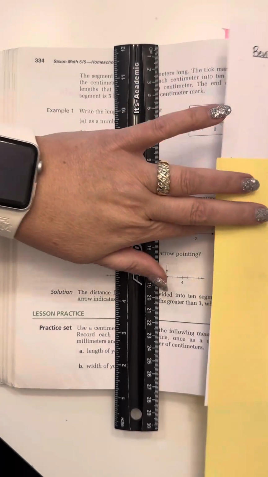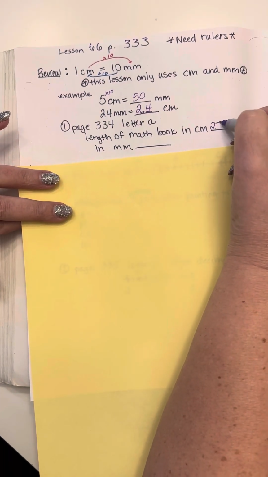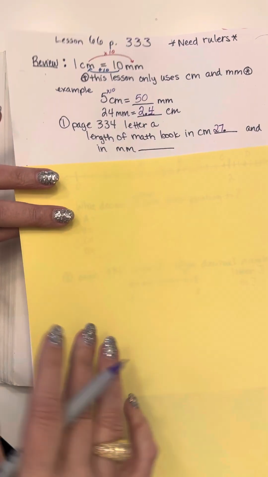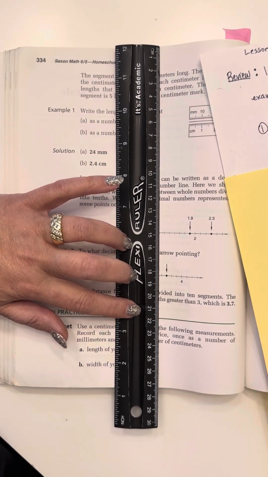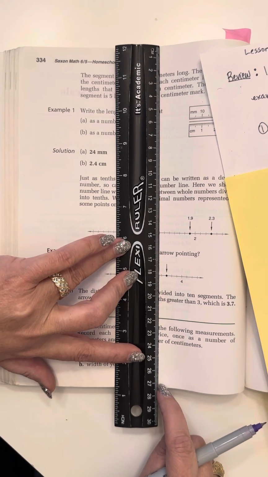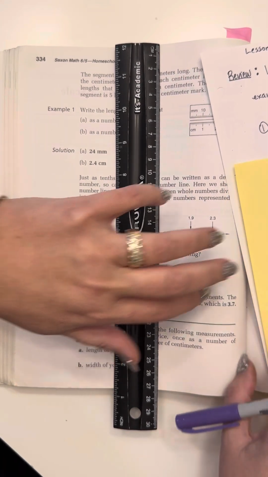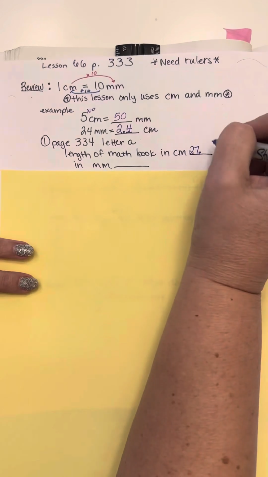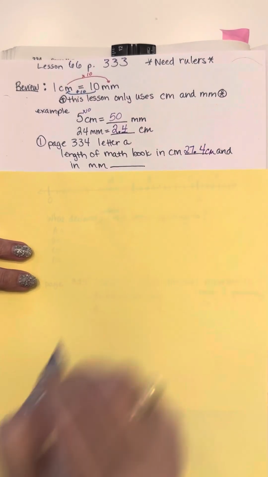So I'm gonna go back to my page and I'm gonna write 27 and a decimal, because I know that there's 10, remember the 10 tick marks between. So we're down here and I gotta figure out which tick mark does it go to? So I gotta count. 1, 2, 3, 4. Mine looks like it goes to 4. So 27 and 4/10 centimeters.